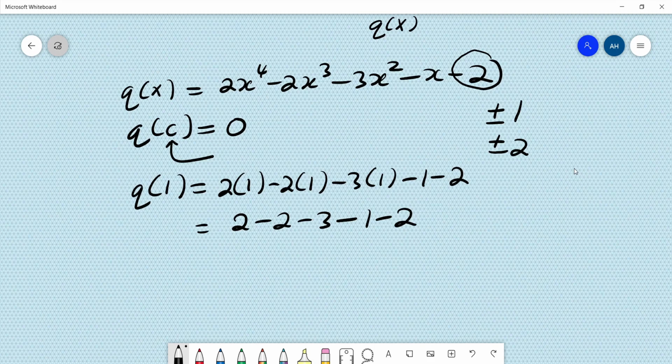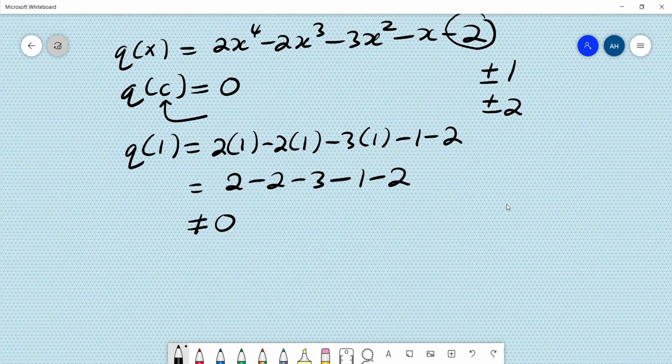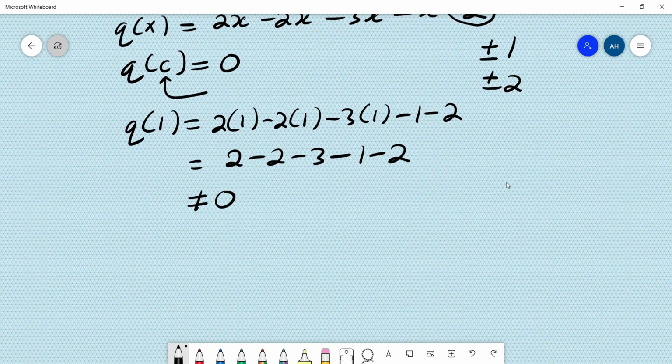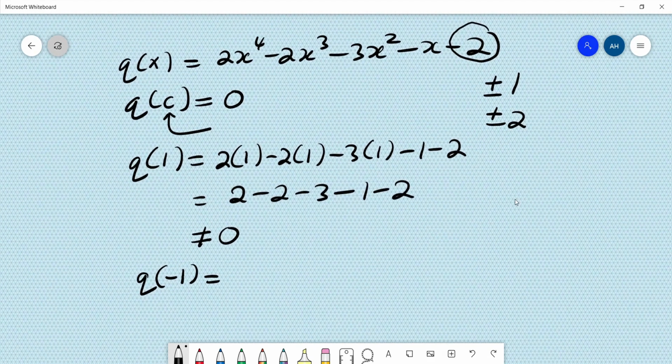Okay, and we don't get, it's not equal to 0. So x equal to 1 is out, because we don't get the value of q(1) equal to 0. Now let's try q(-1). Q of negative 1, see what we get this time. Okay, what is the function? Oh, up there. Okay, so we substitute x equal to negative 1.